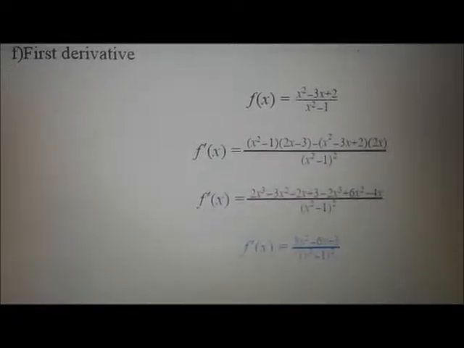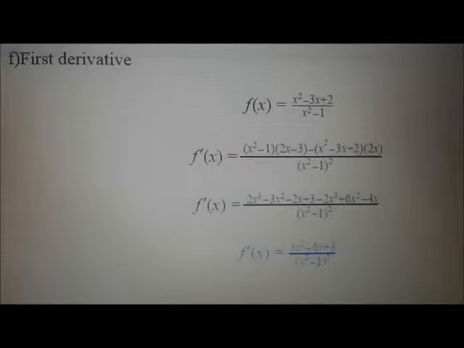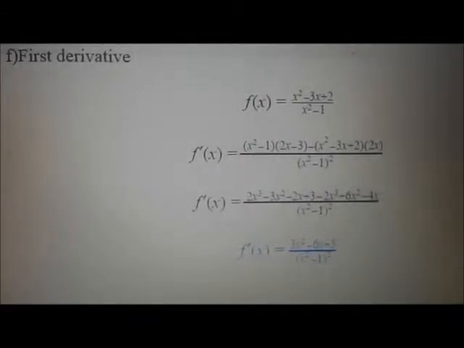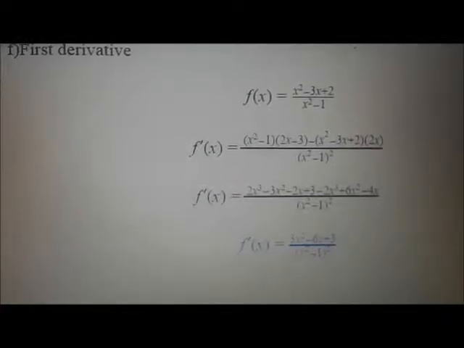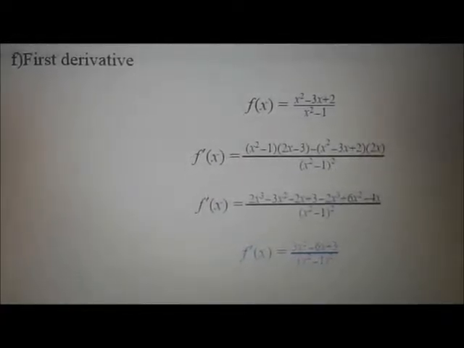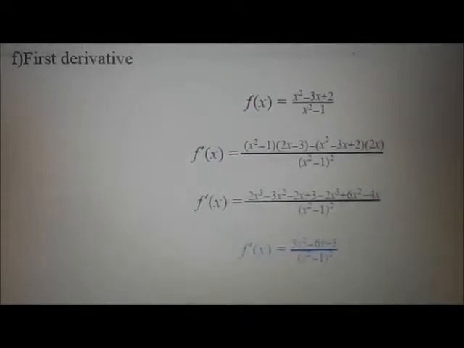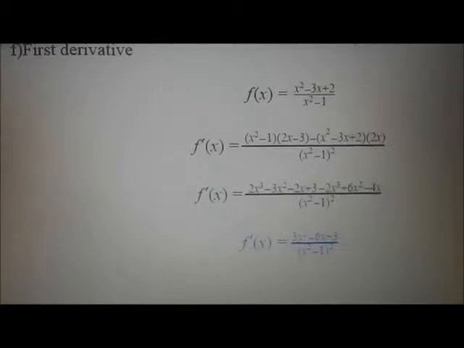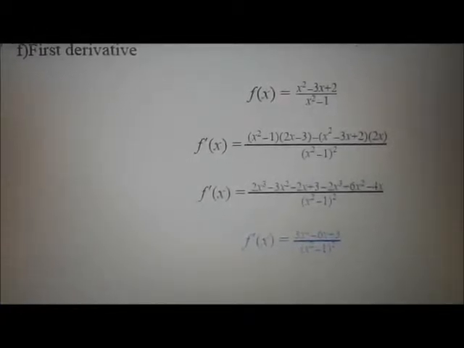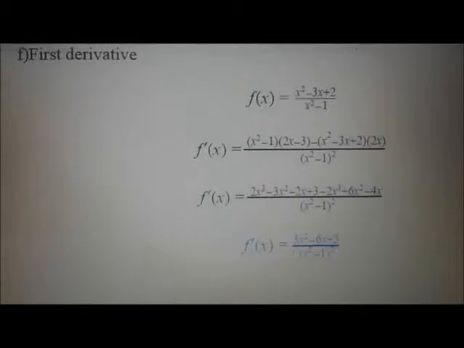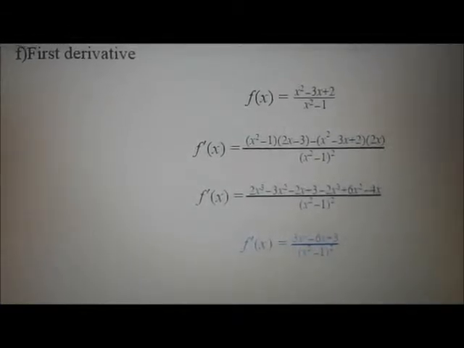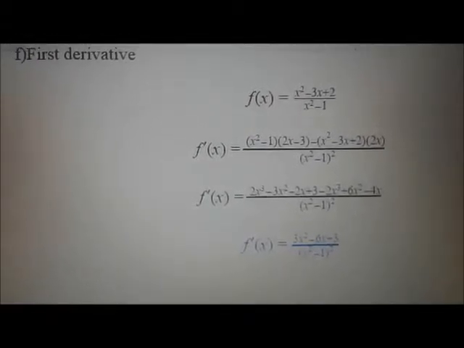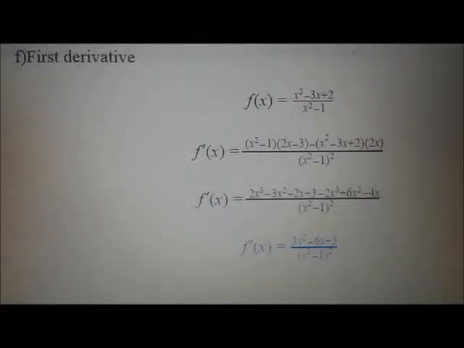The letter f prime indicates the first derivative of our function. To find the first derivative, we use the quotient rule. The quotient rule says that the denominator is multiplied by the derivative of the numerator minus the numerator multiplied by the derivative of the denominator, all over the denominator squared.